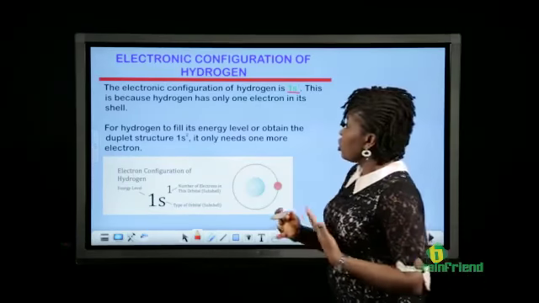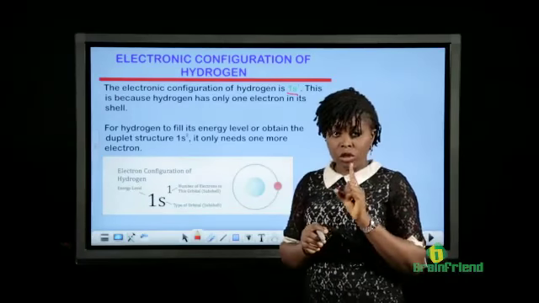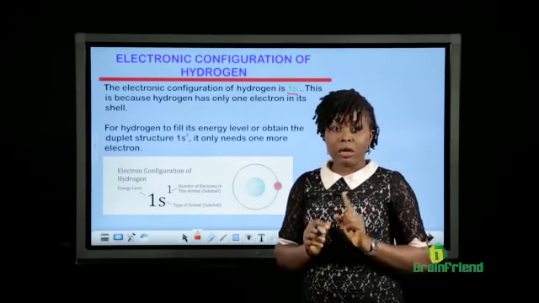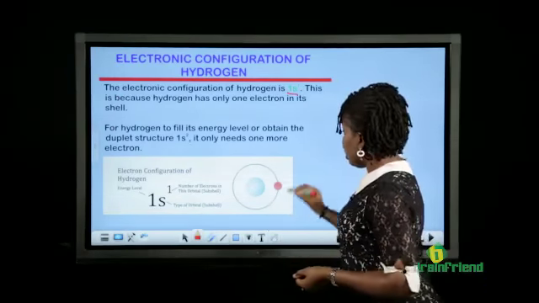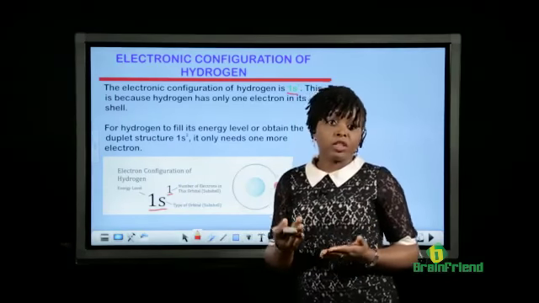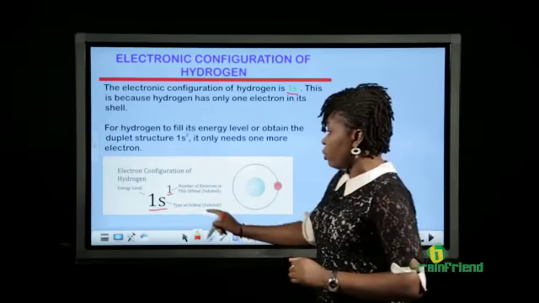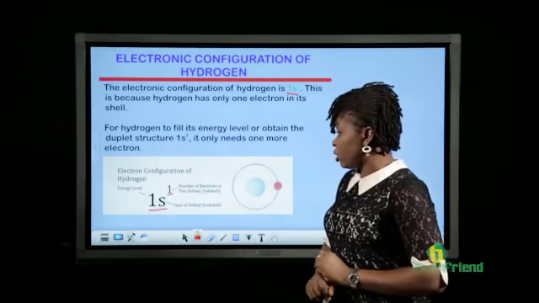We'll be looking at the electronic configuration of hydrogen. The electronic configuration of hydrogen is 1s superscript 1. This is because hydrogen has only one electron in its outermost shell. Looking at the picture here, we'll see that the one which is written as a superscript represents the number of electrons that hydrogen possesses. So it has just one electron, so that is why we have 1 as a superscript.